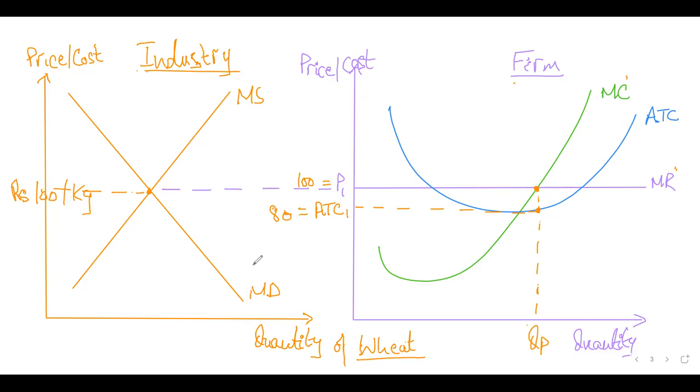Now, what is this showing us? This shows that each unit of wheat is selling for 100 rupees. It costs you approximately 80 rupees to produce each unit of the good, right? So 100 minus 80, what we were talking about the other day, will be your profit per unit. Because what is profit per unit? Profit per unit is price minus ATC.